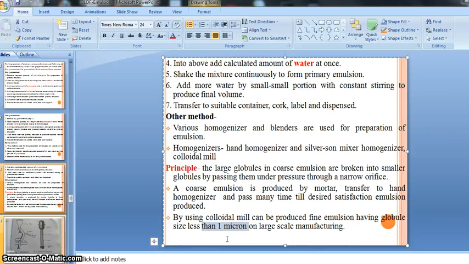And the colloidal mill is also used for the large scale manufacturing of emulsion, right? In industry, colloidal mills are commonly used for the large scale production of emulsion, and the colloidal mill gives globules of less than 1 micron size, right? Whatever preparation we get has a globule size of less than 1 micron. So it is a very commonly used and accepted colloidal mill or homogenizer for the preparation of emulsion in large scale production, right?